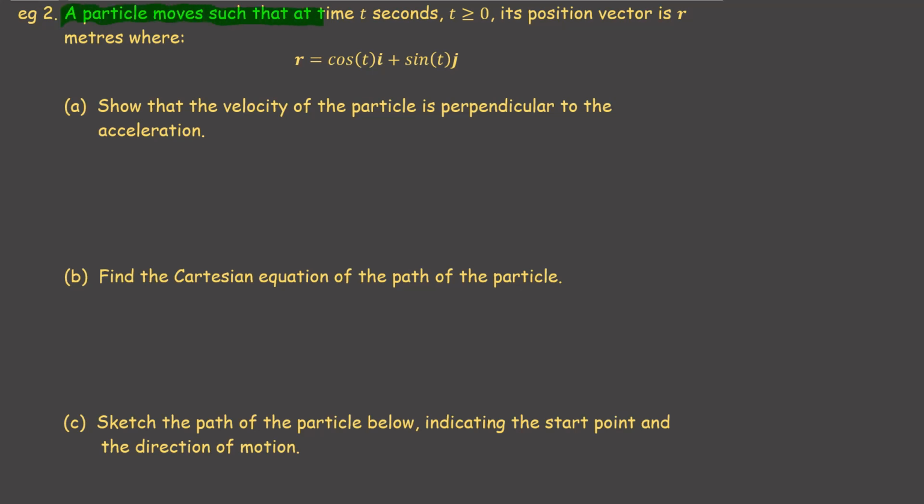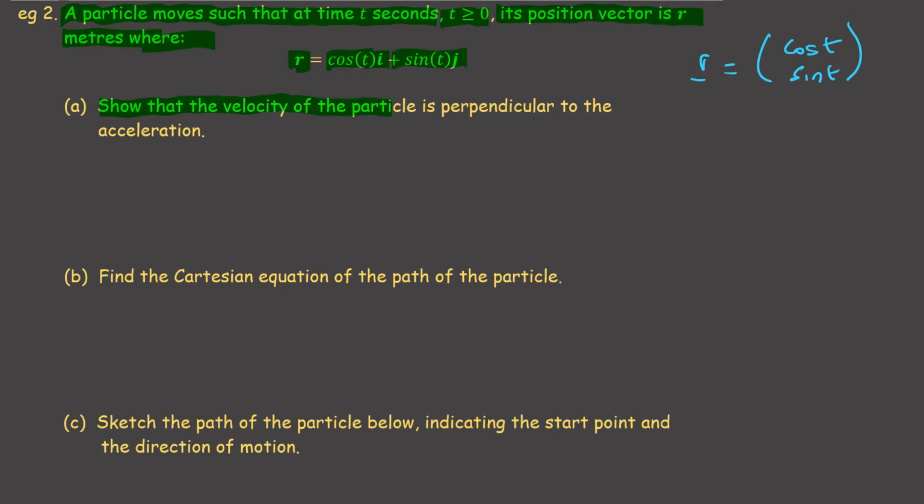A particle moves such that at time t seconds, t being greater than or equal to 0, its position vector is r meters, where r is equal to cos t i plus sine t j. Again, I like column vectors, so I'm always going to write that as (cos t, sine t). Show that the velocity of the particle is perpendicular to the acceleration.